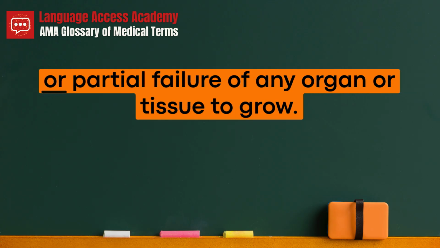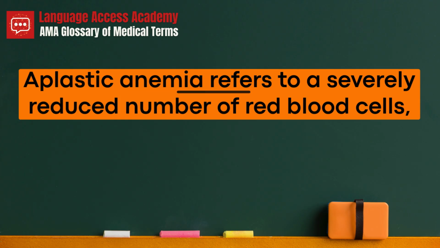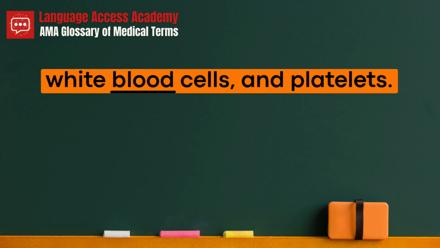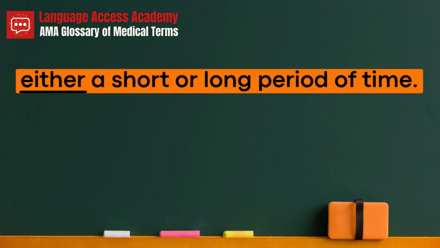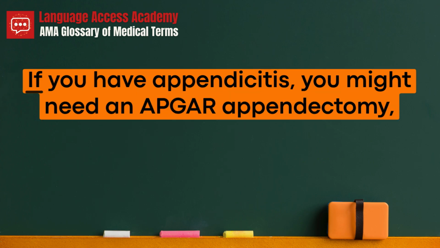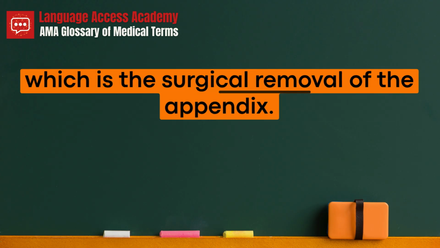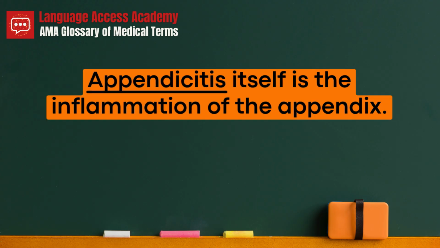Aplasia is the complete or partial failure of any organ or tissue to grow. Aplastic anemia refers to a severely reduced number of red blood cells, white blood cells, and platelets. Apnea is a possibly life-threatening condition in which breathing stops for either a short or long period of time. If you have appendicitis, you might need an appendectomy, which is the surgical removal of the appendix. Appendicitis itself is the inflammation of the appendix.